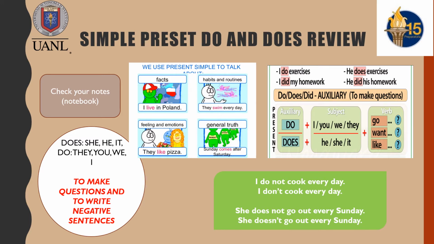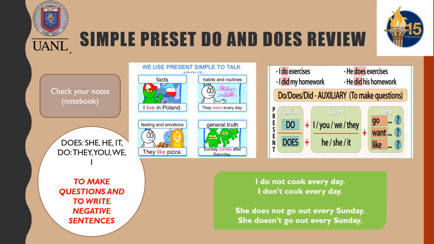And then you have an example. I live in Poland. They like pizza. They swim every day. Sunday comes after Saturday. Okay? So you are going to use these auxiliaries do and does to create questions and to create negative statements, right? But first you have to remember the rule. You're going to use does with she, he, it, and then you're going to use the other one, that is do, with they, you, we, and I, to make questions and to write negative sentences.